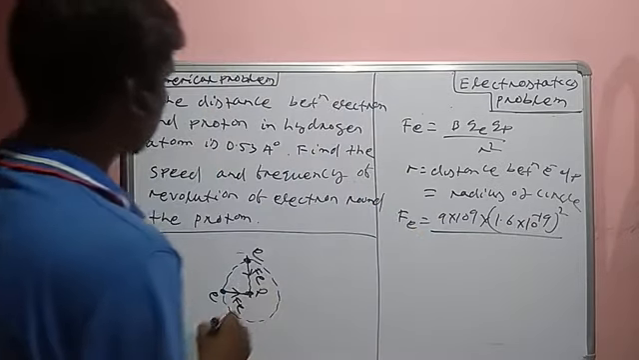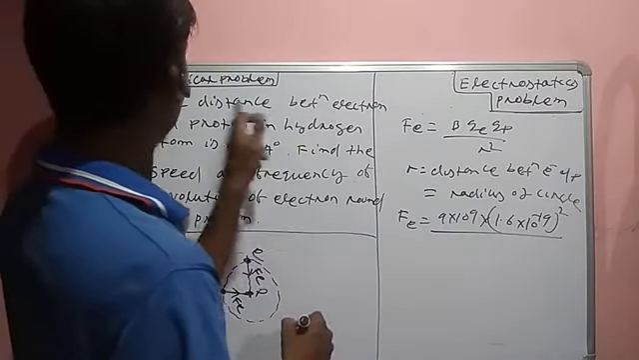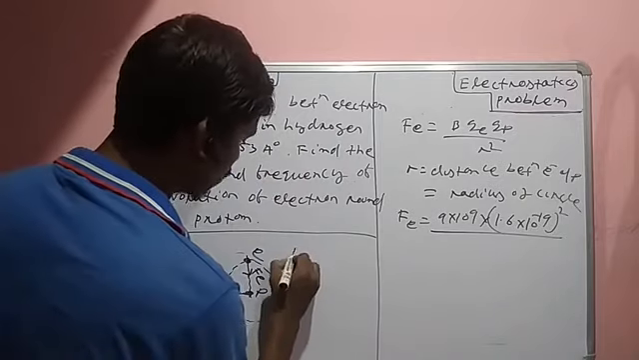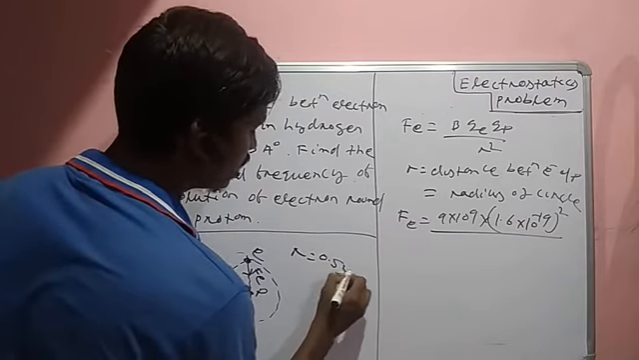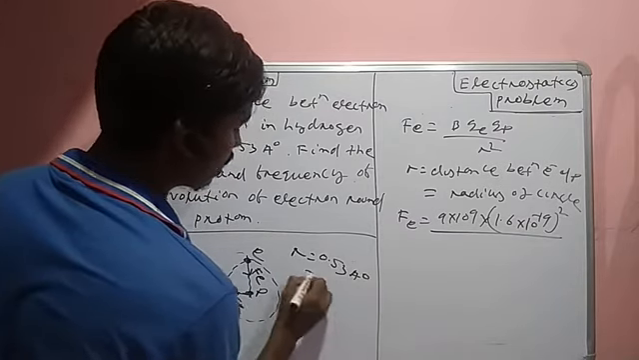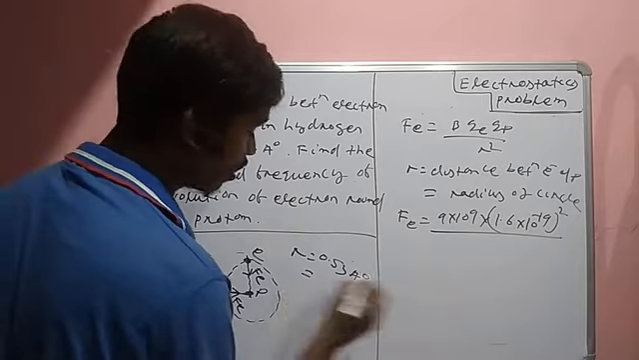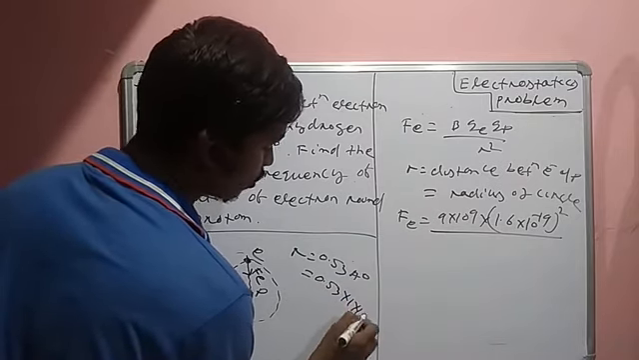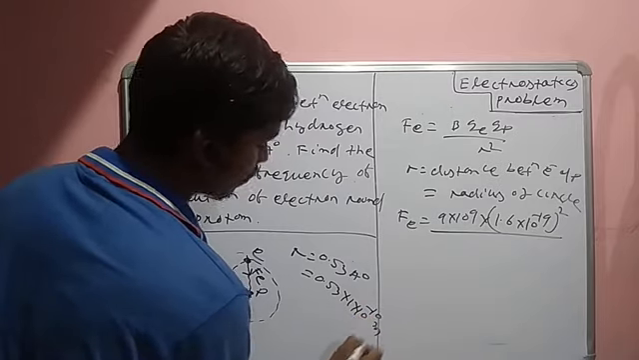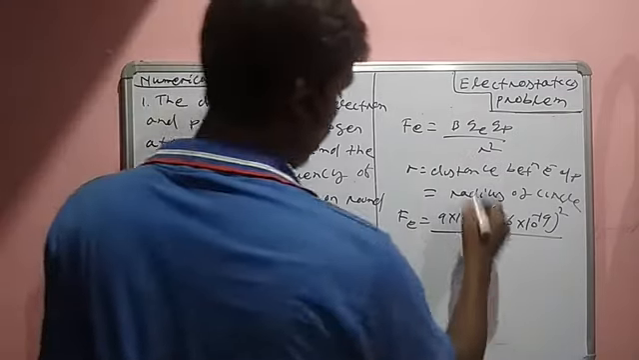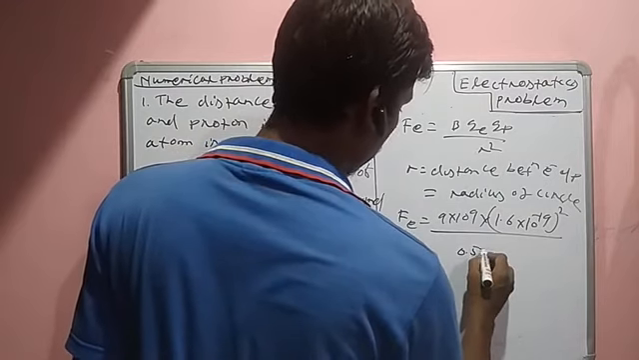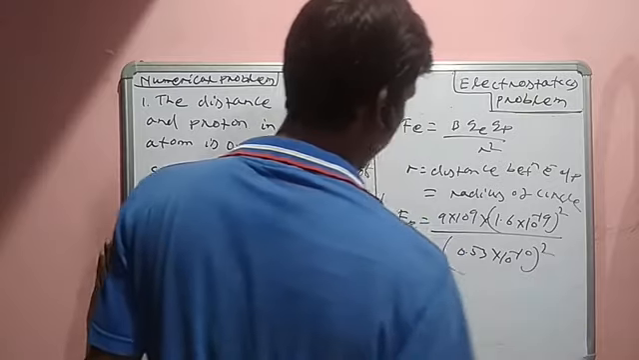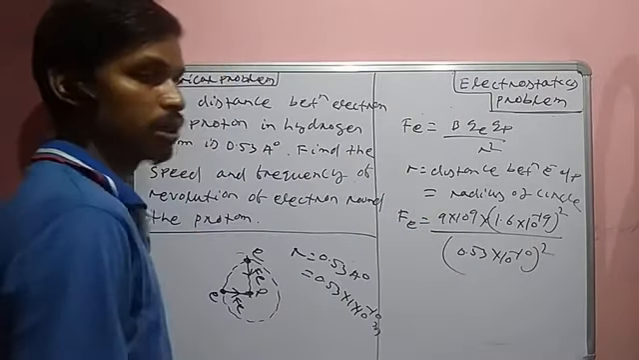R means the distance between the electron and proton in hydrogen, which is 0.53 angstrom. That means R is equal to 0.53 angstrom. That is converted to meter: 0.53 into 1 into 10 to the power minus 10 meter. So the radius is 0.53 into 10 to the minus 10 square. This is the value of the electrostatic force.